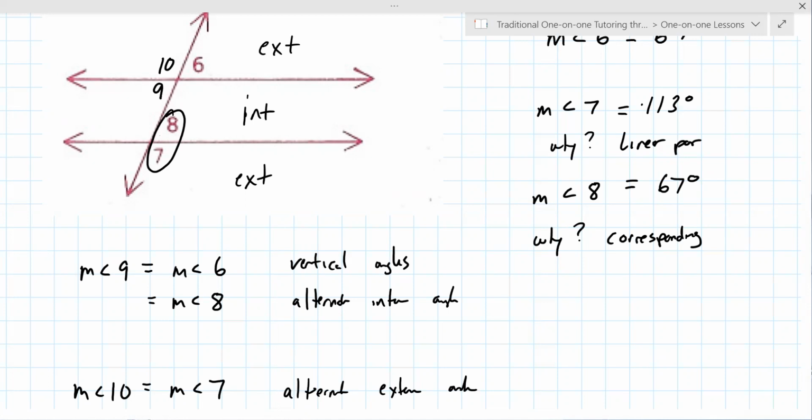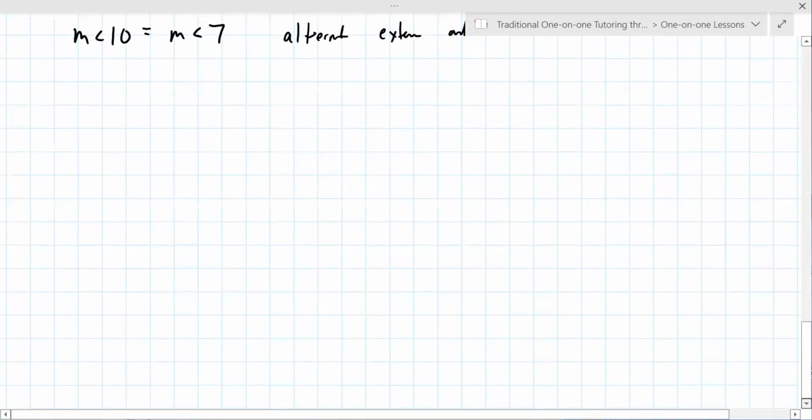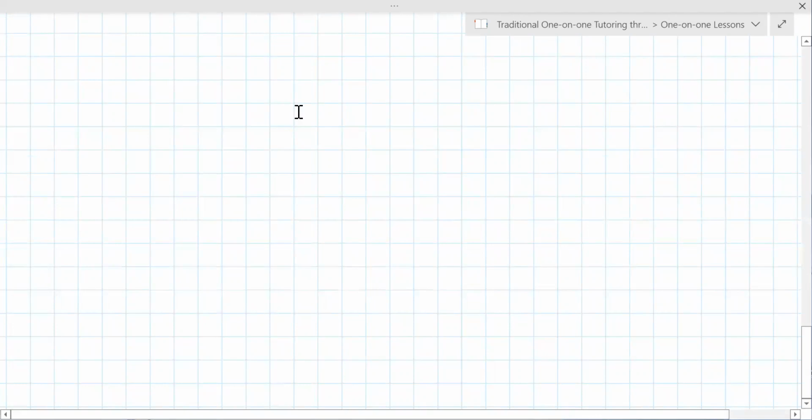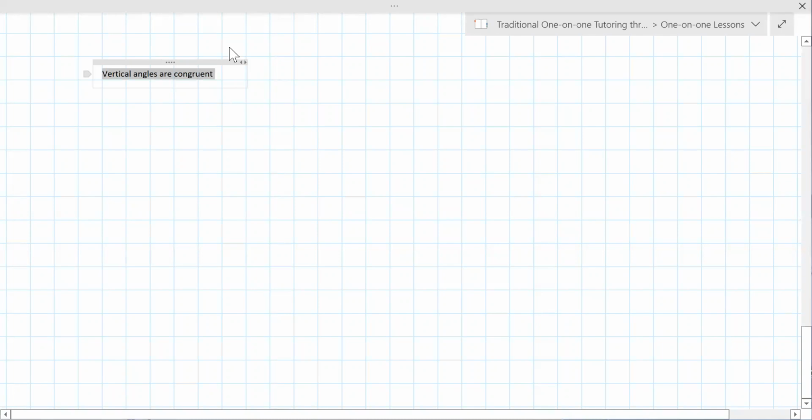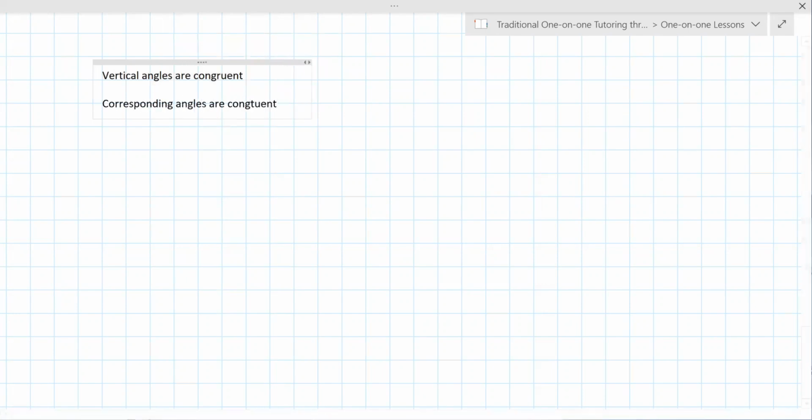So there's several things that you need to know, and these are almost like definitions. Let me type them here nicely, just in case you don't have them. So we have vertical angles are congruent. Do you get a note sheet for this? I'm sorry, I don't remember if you told me or not. We do, yes. Okay, so this is stuff that might be useful in there. Corresponding angles are congruent. Alternate interior angles are congruent. Alternate exterior angles are congruent.